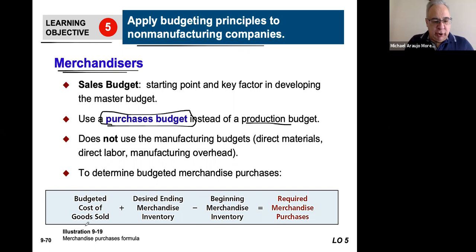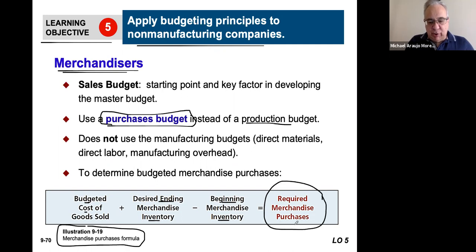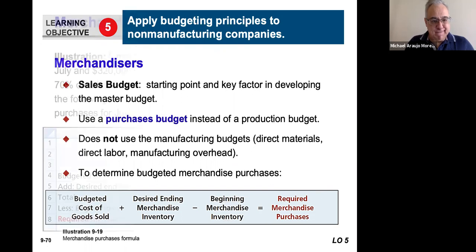Okay, so to determine how a merchandiser sees its purchases budget, it looks at their budgeted cost of goods sold. They will know how much they want to spend on inventory, what they're going to sell. They're going to add to it any desired ending inventory, and they'll subtract out any beginning inventory. And the difference will be what they are going to be purchasing, their required purchases of inventory for that period of time. Again, usually these are projected on a yearly basis.